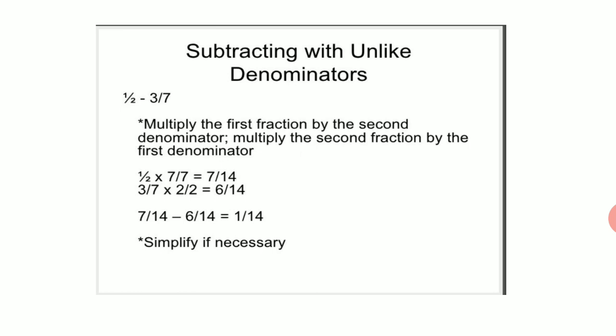So 3 by 7 into 2 by 2 gives you 3 into 2 is 6 and 7 into 2 is 14. So now these two unlike fractions are already converted to like terms. So they are 7 by 14 and 6 by 14. So now the operation that we needed to do was finding out the difference. So 7 by 14 minus 6 by 14 gives you the result as 1 by 14.